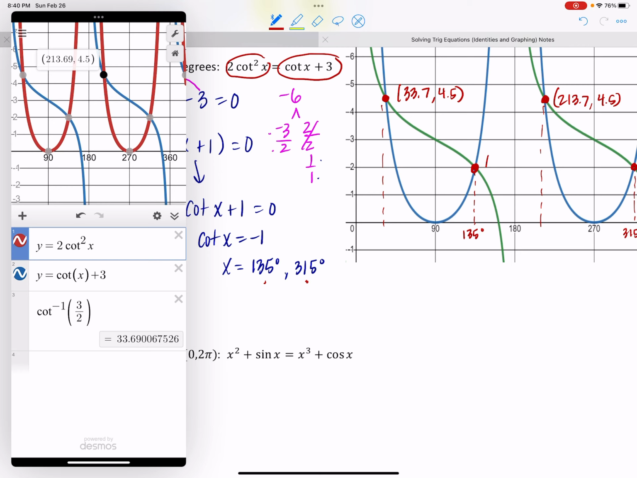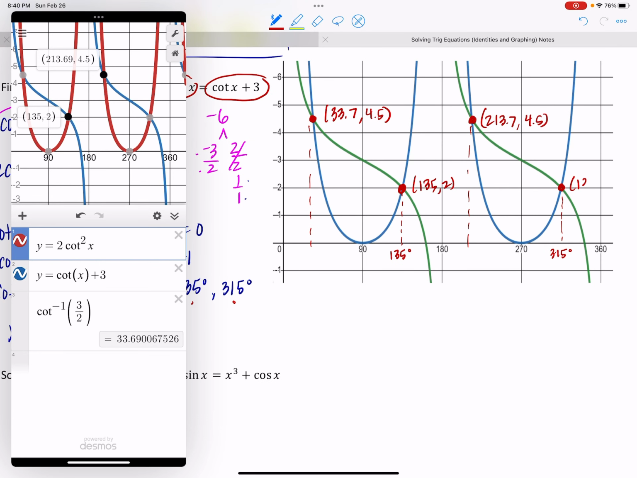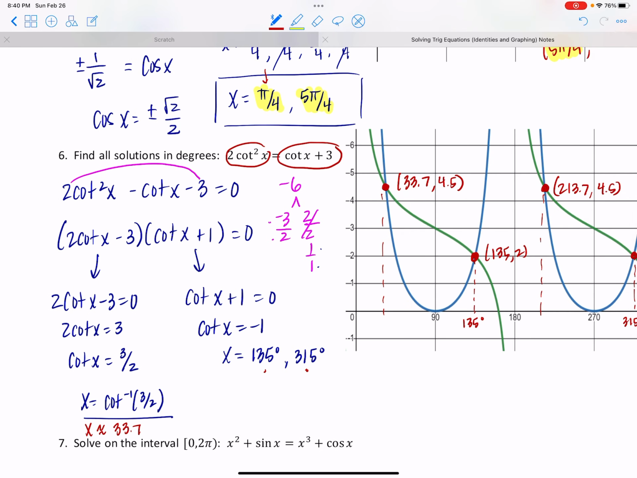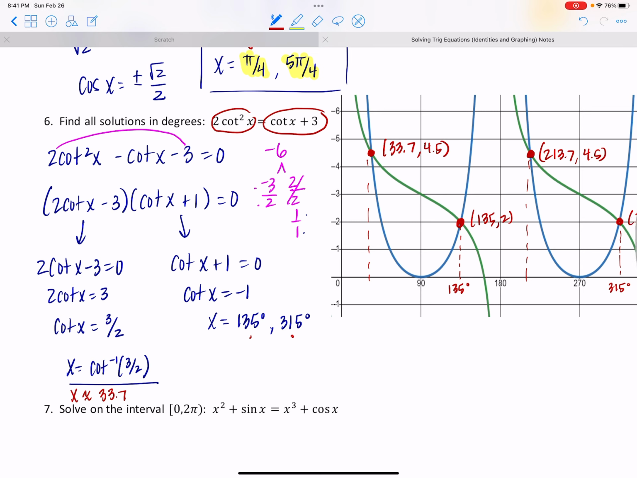And over here we were at 135 and 2, and then over here we were at, just kidding, 315 and 2. So all 4 of those, super nice, easy. We can get those from the graph, but just so you can see by hand, that's the work that would be involved there too. So 33.7 and then 213.7.